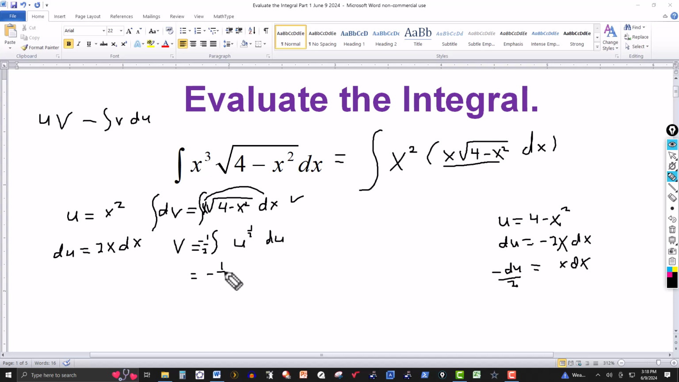Now I'm going to integrate here with respect to u. It means u to the 1/2. For u to the 1/2, I just add 1 to this, so that'll give me u to the 3/2. And then I divide the coefficient negative 1/2 by that, same thing as inverting and multiplying. So I get this. Then the 2's cancel out, and I get a minus 1/3. Then I'll go back to the original variable here. U then is 4 minus x squared, and the exponent is 3/2.